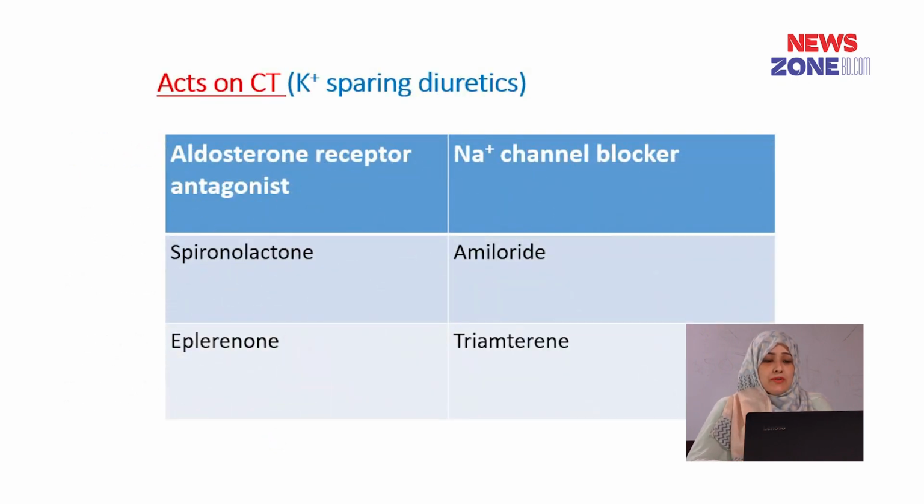Now, I am going to tell about the diuretics that act on the collecting tubule, also known as potassium-sparing diuretics. They are further divided into two groups. Number 1 is aldosterone receptor antagonists and number 2 is sodium channel blockers. What are the aldosterone receptor antagonists? There are two drugs, number 1 spironolactone and number 2 eplerenone, and sodium channel blockers are amiloride and triamterene.